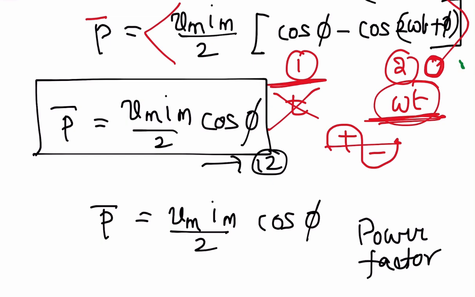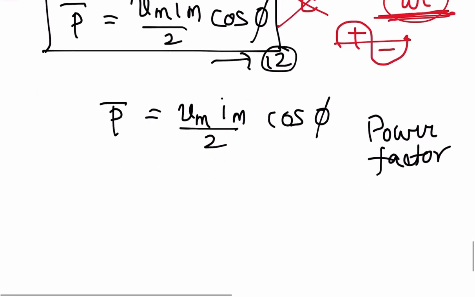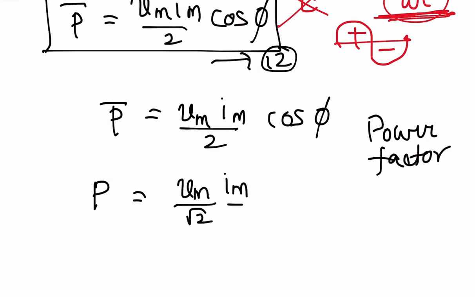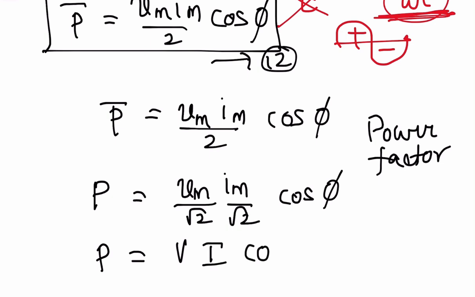Capital P is equal to Vm Im. This 2 I am writing as root 2 into root 2 cos phi. Therefore power is equal to Vrms Irms cos phi. You can also write it as I square Z cos phi. So this is the power in the form of RMS values.